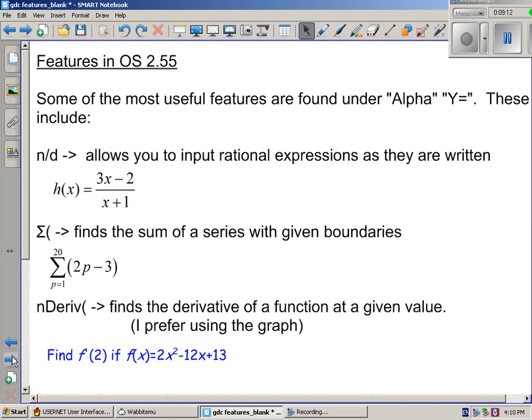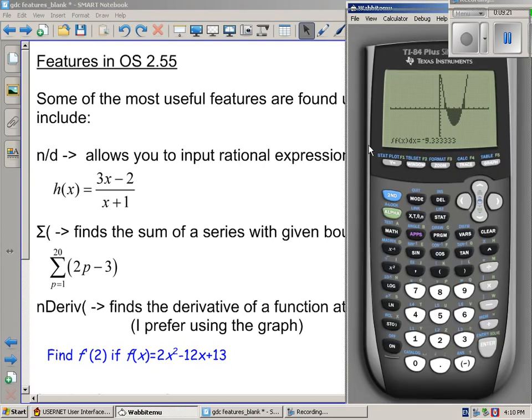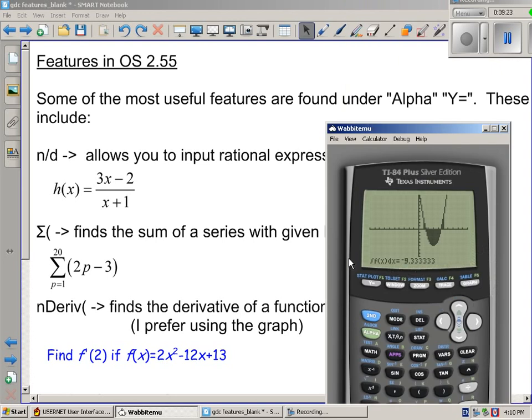I want to draw your attention to a few of the features that are in the new operating system that are kind of nice. And a lot of these features you can find under alpha y equals. Okay, so if I press alpha y equals, I get, first of all, 4 separate menus. One says frac, which is for fractions. Then there's func for different functions, matrix, and then your y variables. Okay. So under the frac, there's a nice way to put in fractions.